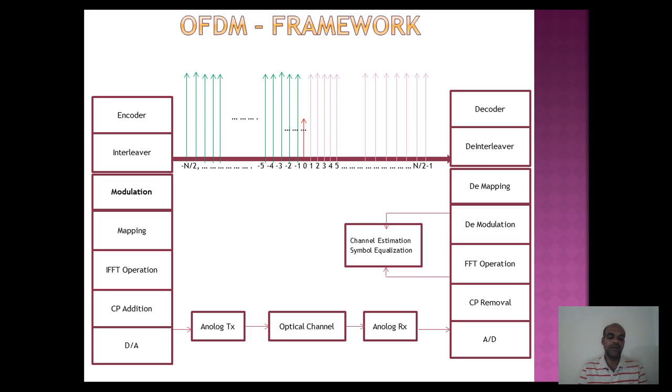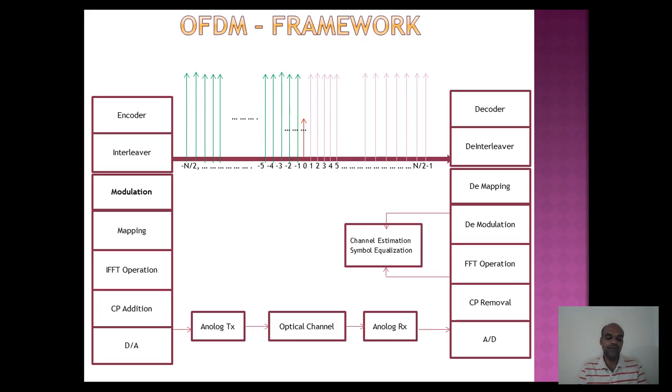One of several modulators, called phase shift keying or multi-level QAM, modulates the encoded bit stream into symbols. So either of these two modulation schemes can be used in the OFDM framework. And the serial stream of symbols generated at the modulator is mapped into parallel streams, each transmitted on a separate subcarrier.